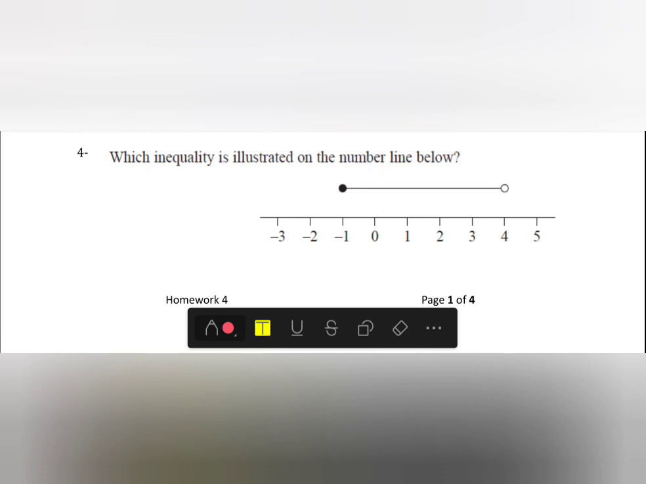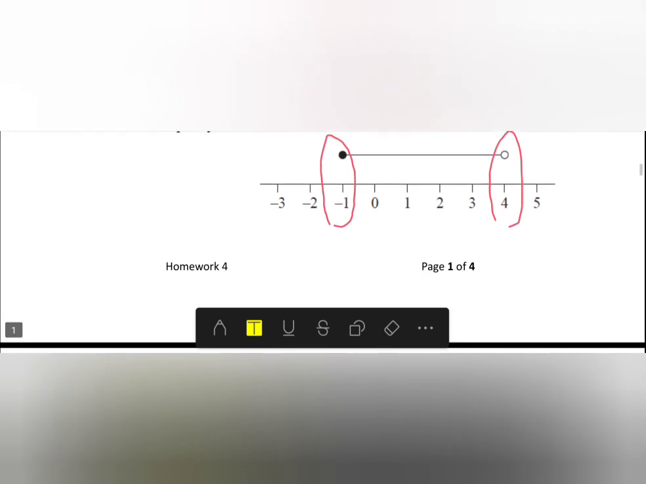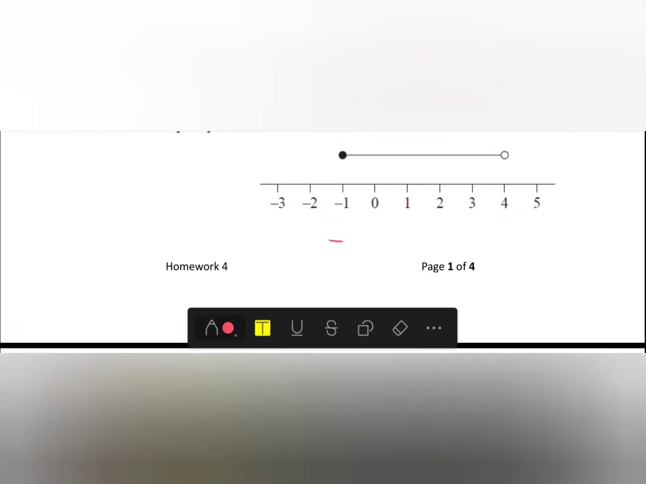So basically, how do you do this? You use this number and this number, and then draw or write the inequality. Now let's do it together. First, here we have a -1, and here we have a 4. And then this line here, we call it x. So we put x. Very good.